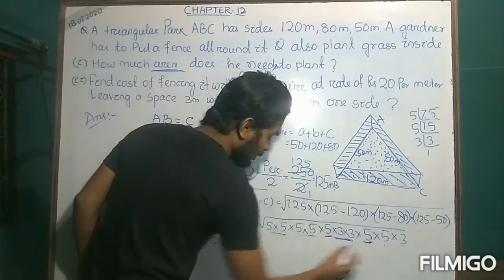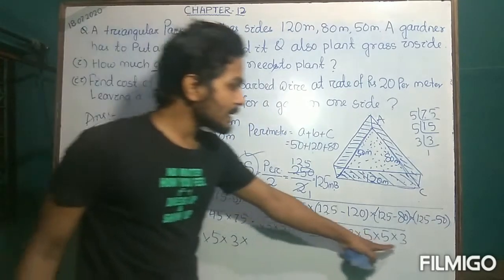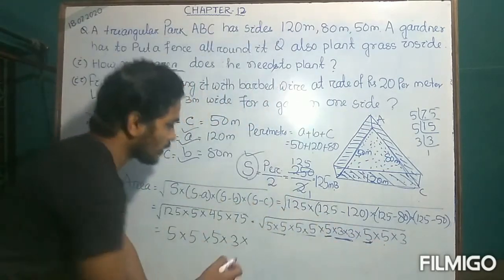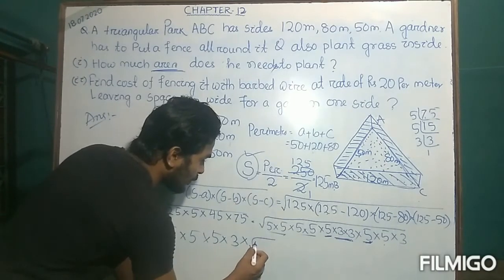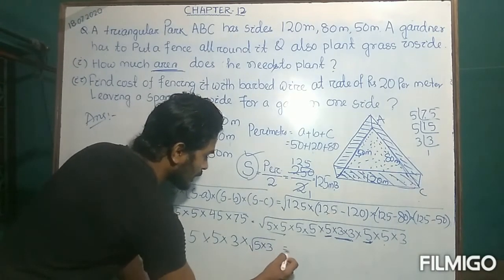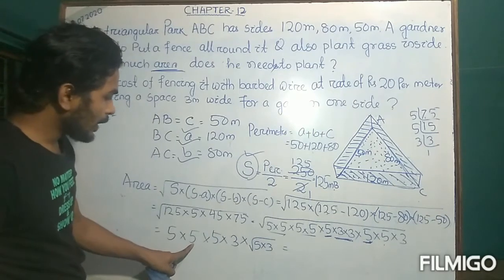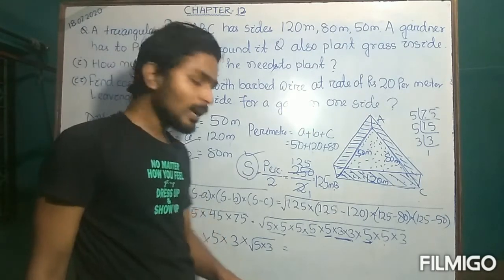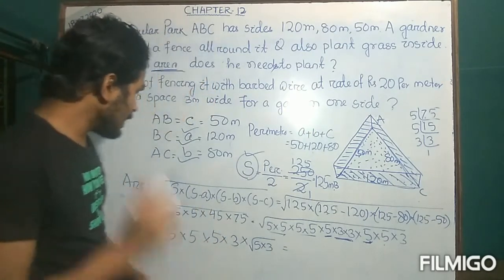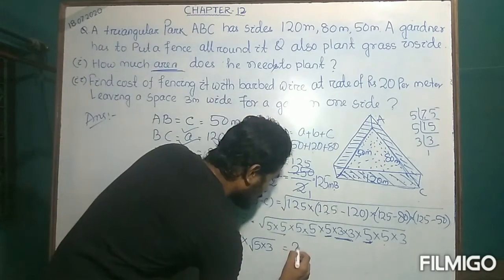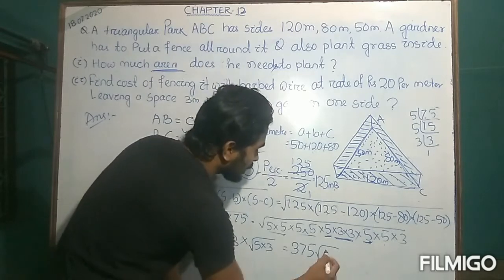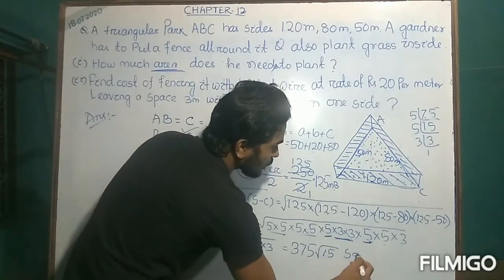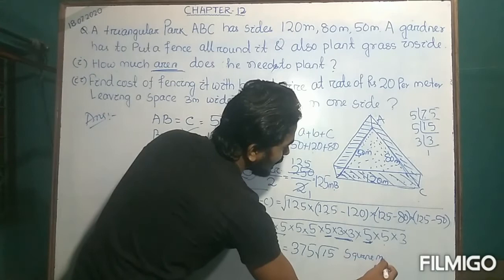But this 5 and this 3 are being single. Okay, they are alone. So they should be inside the square root. 5 into 3. So 5 5 25, 25 5 125. 125 into 3, 375. Whole root over 15 square meter.